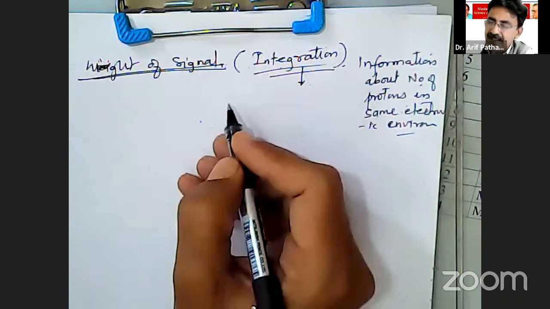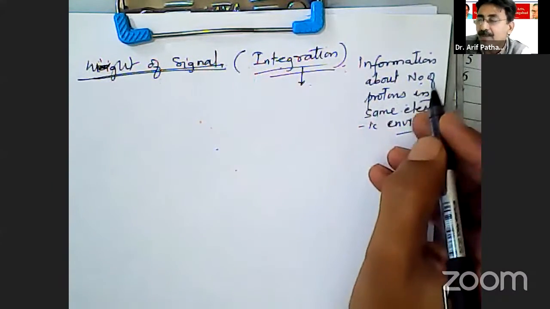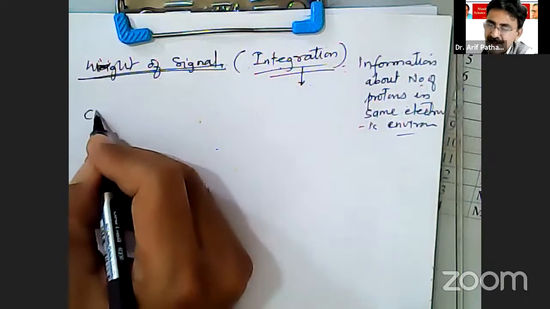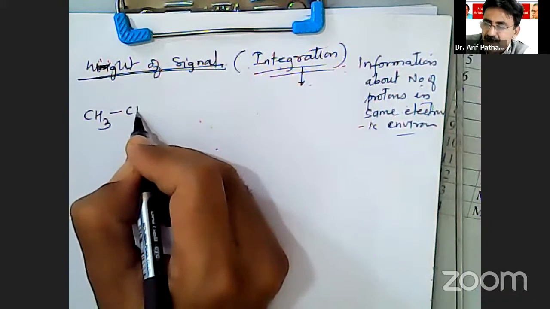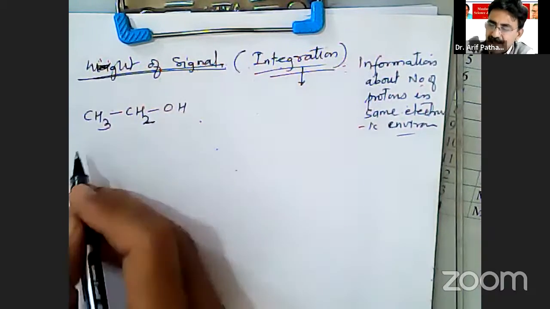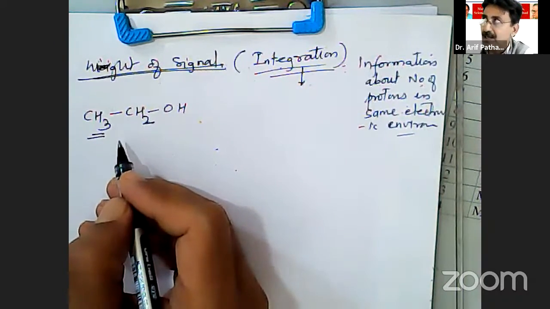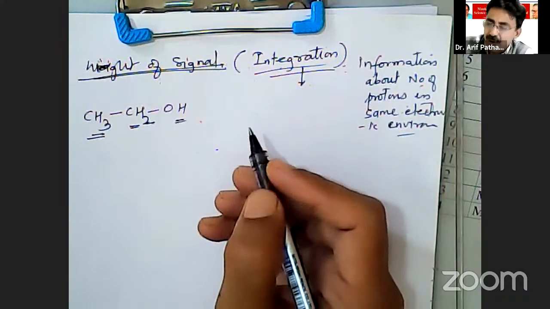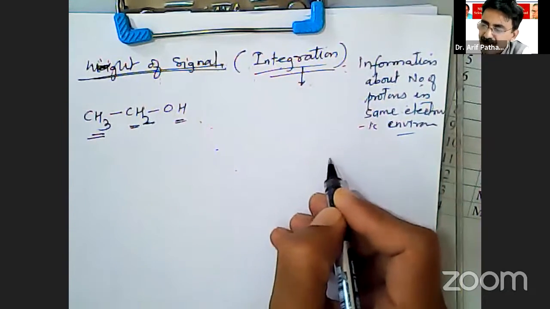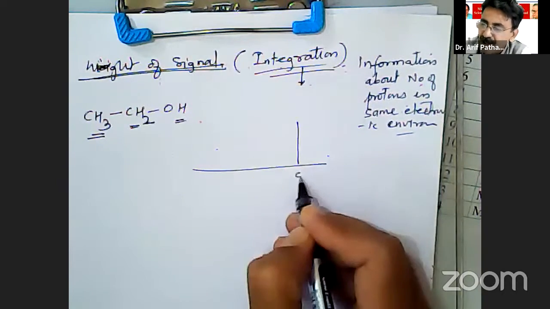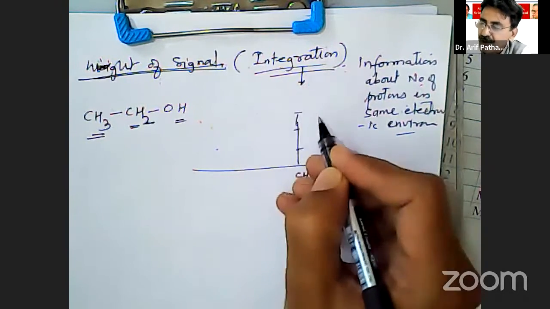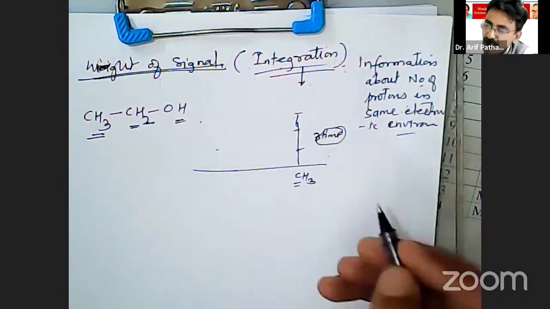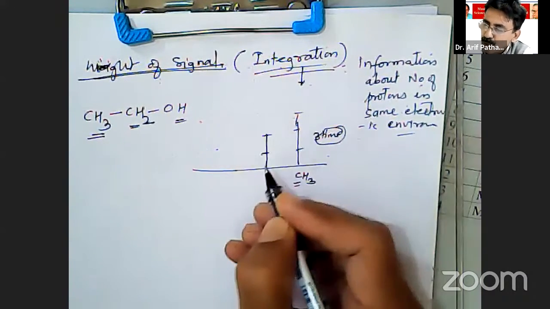So the height of the signal or integration will give information about the number of protons present in the same signal. एक सिग्नल के अंदर कितने प्रोटॉन्स है ये बताएगा. For example, let's take the first example with ethyl alcohol. Here there are 3 protons, they are identical, similar. Here the number of protons is 2, which are similar, where here only 1 is there. So when you get a spectra, the height of the signal for CH3 will be 3 times for CH3 protons. For CH2, the height will be 2 times.